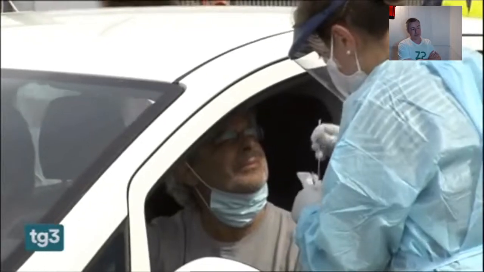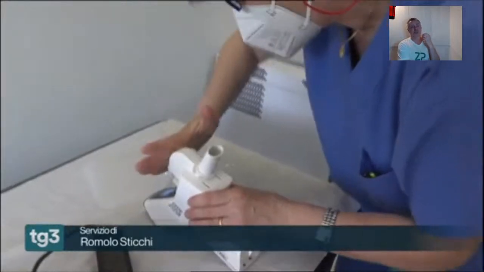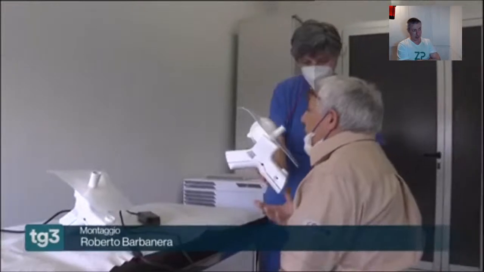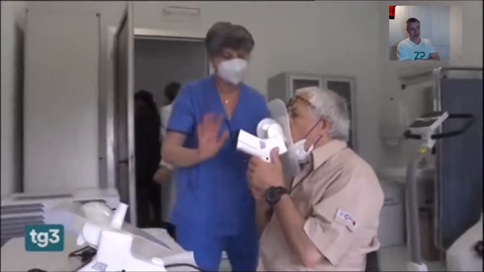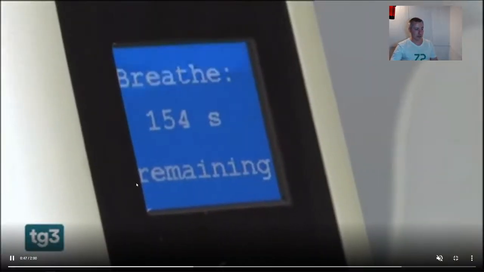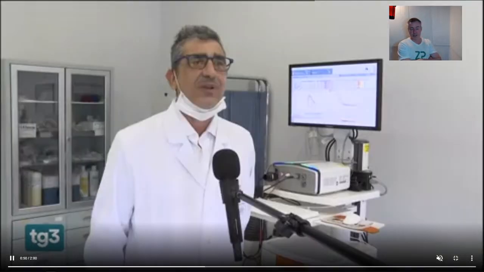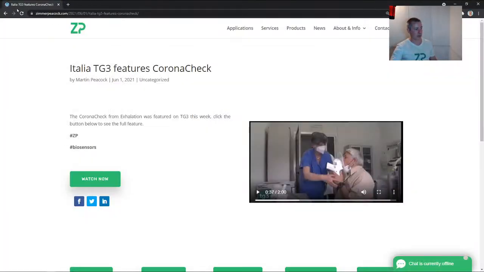So the TV did this whole compare and contrast between nasal swabs and throat swabs, and then they featured the corona check, and showed it being used in hospitals. It was really nice, and the professor there gave very nice comments about the corona check. It was really nice to see that some of your work ends up in hospitals, and actually helps clinicians do their work. So we were delighted with that.